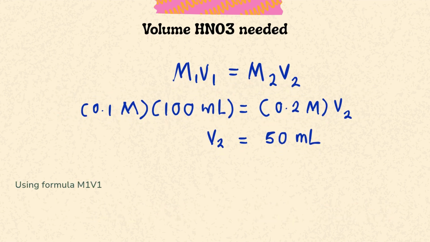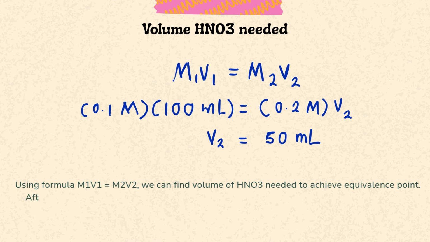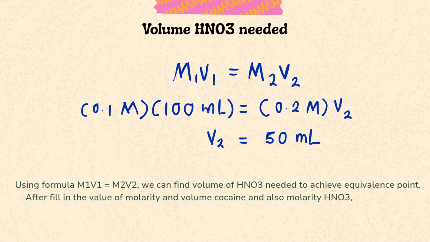Using the formula M1V1 equals M2V2, we can find the volume of HNO3 needed to achieve the equivalence point. After filling in the values of molarity and volume of cocaine and also the molarity of HNO3, we found the volume of HNO3 needed, which is 50 mL.